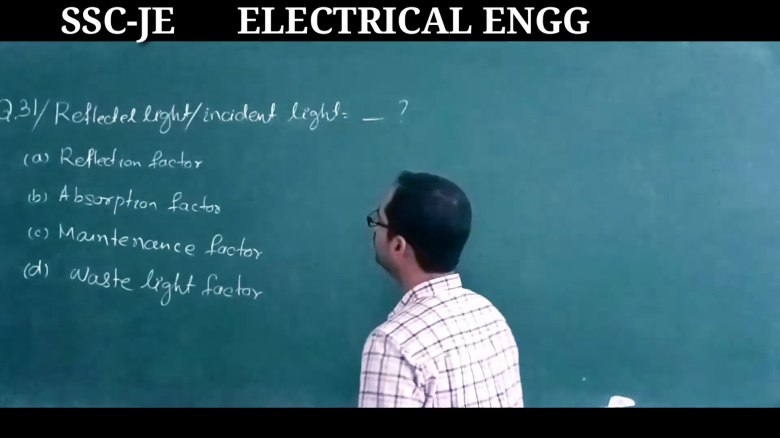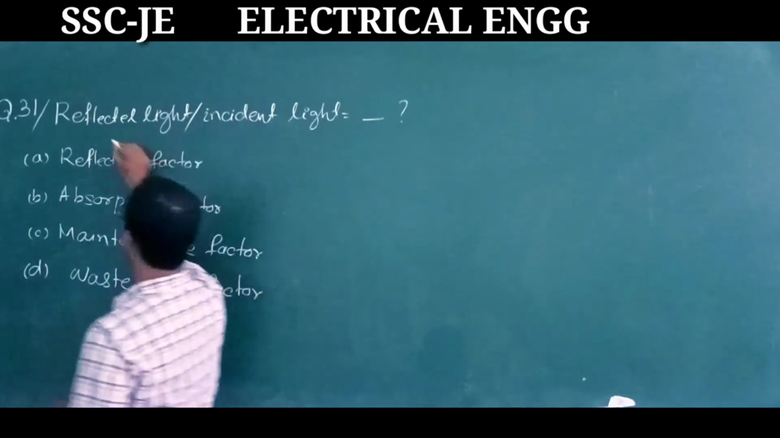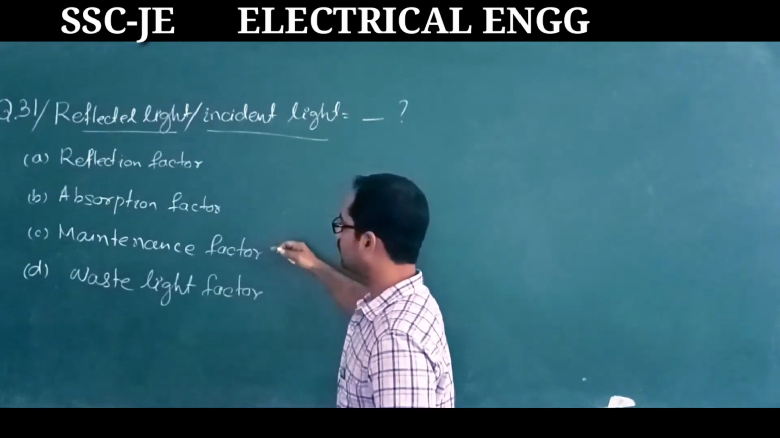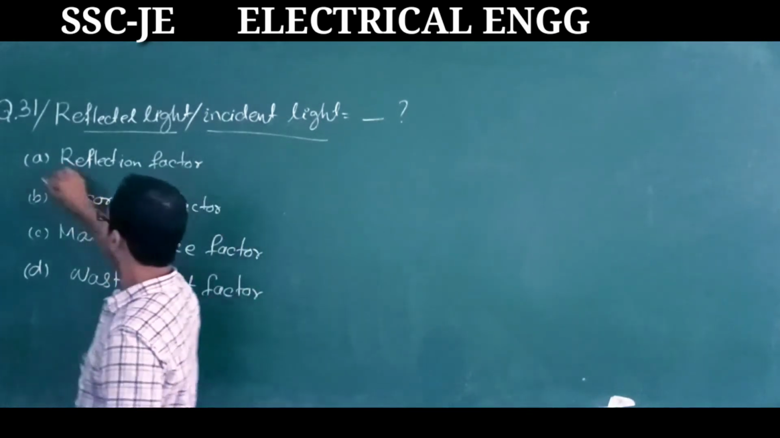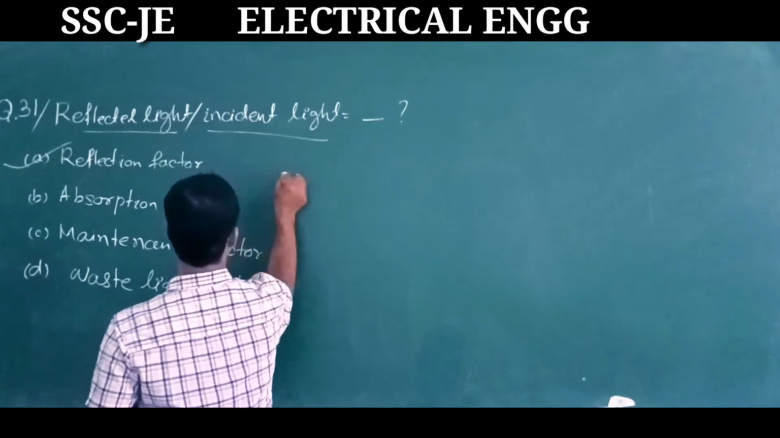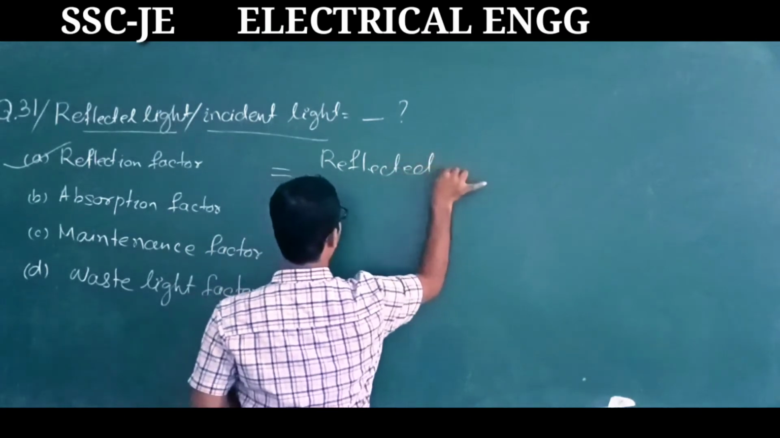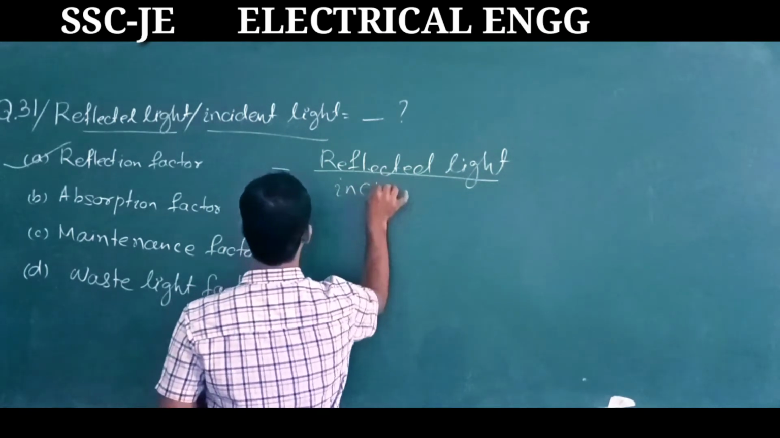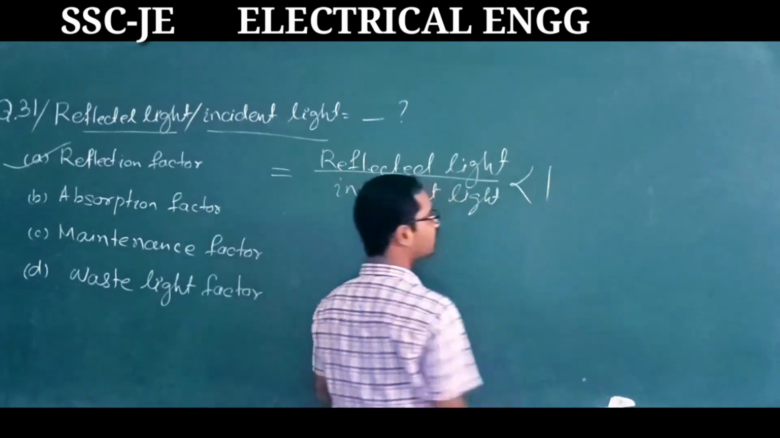The question is: reflected light divided by incident light. So this is the ratio of reflected light and incident light. The options are reflection factor, absorption factor, maintenance factor and waste light factor. The right option is reflection factor. Reflection factor is equal to reflected light divided by incident light, and its value is always less than 1. Moving to the next question.